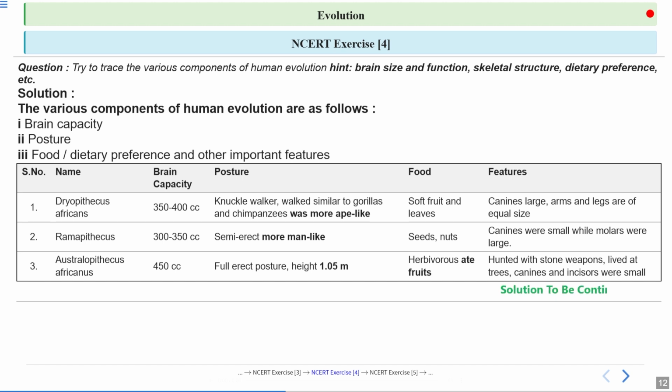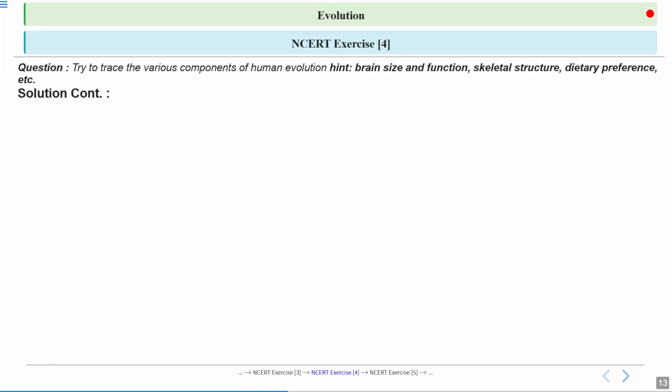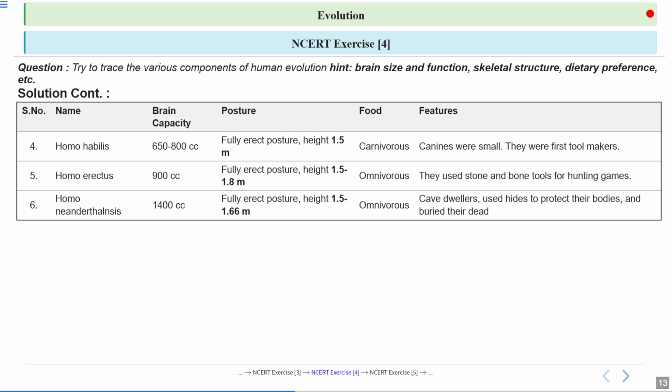Now, let's move on. Next one is Homo habilis. Brain capacity was 350 to 800 cc. They were also fully erect. Height was 1.5 meters. Now they were carnivorous. They used to feed on meat. Canines were small and they were the first tool makers. So again, you should remember these. Who were the first tool makers? Homo habilis.